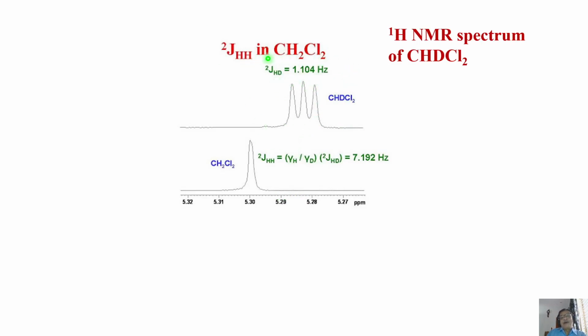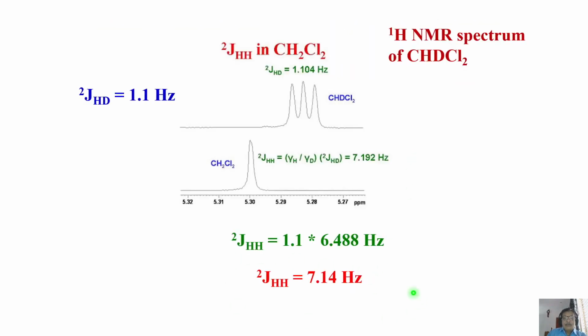very small, 1.1 Hertz. Now if you want to go to 3-bond HD, how do you measure it? That's why in other molecules that was not practically feasible. So it is 1.1 Hertz. It doesn't matter whether it is 1-bond, 2-bond, or 3-bond coupling, this formula is valid. Now plug it into this formula and you are going to get JHH of 7.1 Hertz. Just plug in these parameters.